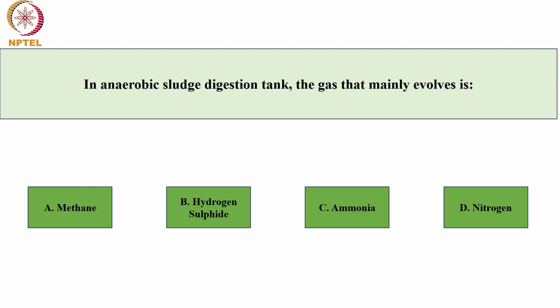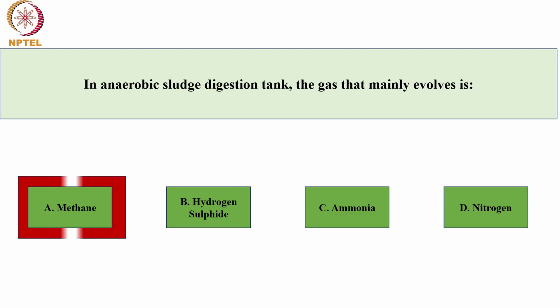Okay, so the next question is, in an anaerobic sludge digestion tank, the gas that mainly evolves is: option A, methane. Yeah, methane is correct. Option B, hydrogen sulfide. Option C, ammonia. Option D, nitrogen. So the answer will be methane.